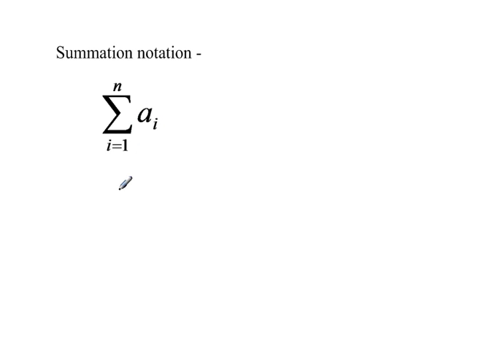What do you have on the bottom? I equals 1. It could be I equals 3, I equals 0, doesn't matter. That tells you the starting number. So that means that's going to be your first term. So in this case, it means plug 1 in place of I to start things off. This is going to be your ending number.